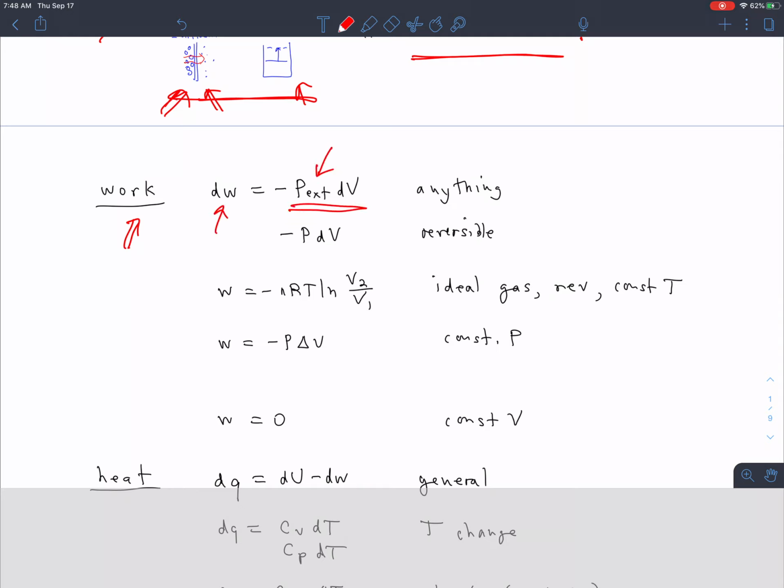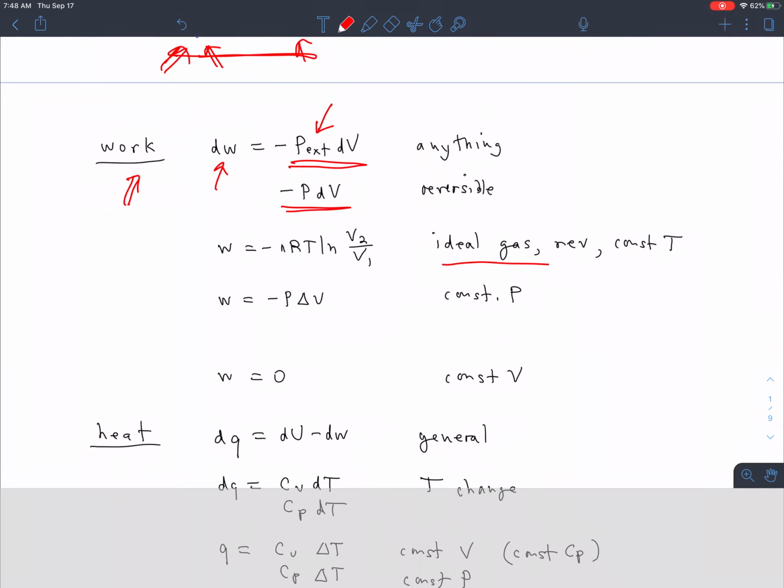Remember, it's the external pressure that matters, not the internal pressure, when you're calculating work. If it's a reversible process, those two things are the same, but if it's an irreversible process, then they aren't necessarily the same. And so in that case, it's important to use the external pressure, not the internal pressure.